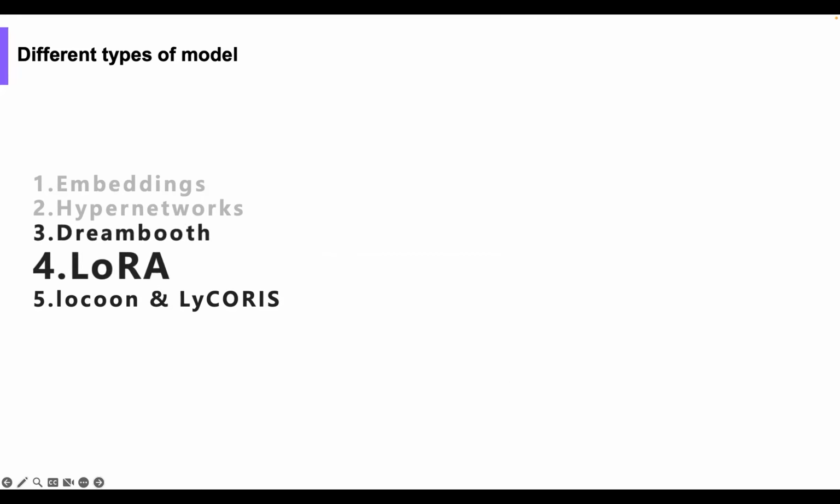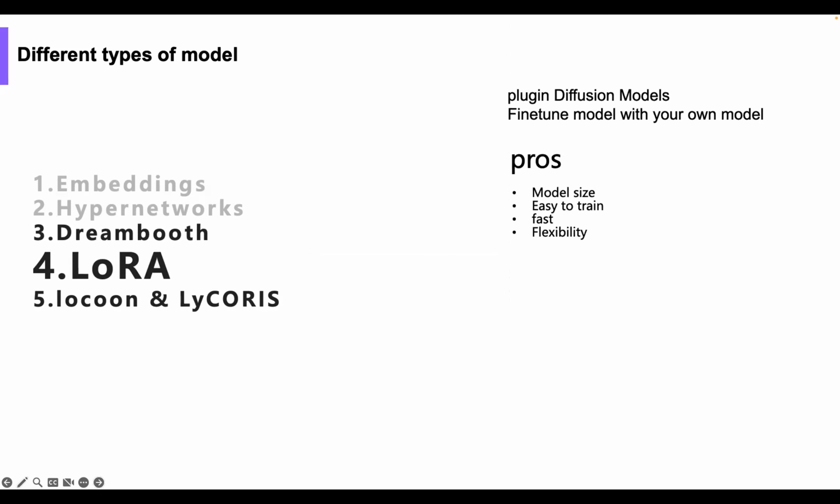But the LoRA model comes from the Dreambooth model. It's like a plug-in, and you can also fine-tune your model with your own data. The model size is super small, it's very easy to train, and the whole process is super fast. And like the video showed before, it can combine different kinds of LoRA models to generate different kinds of style, so it has very huge flexibility. The con is that the quality is lower than Dreambooth.